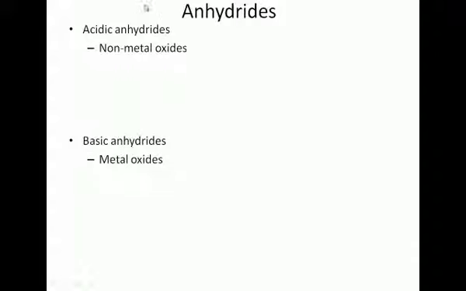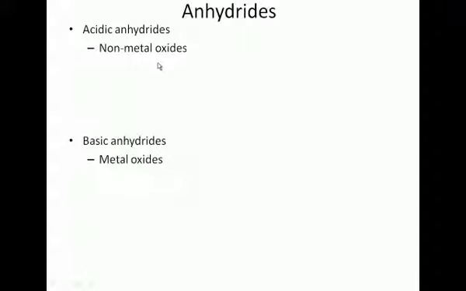And today we're going to be looking at anhydrides. And what are they? Well, anhydrides are compounds that contain oxygens that react as acids or bases. So there's two types of anhydrides. There's acidic anhydrides and basic anhydrides.